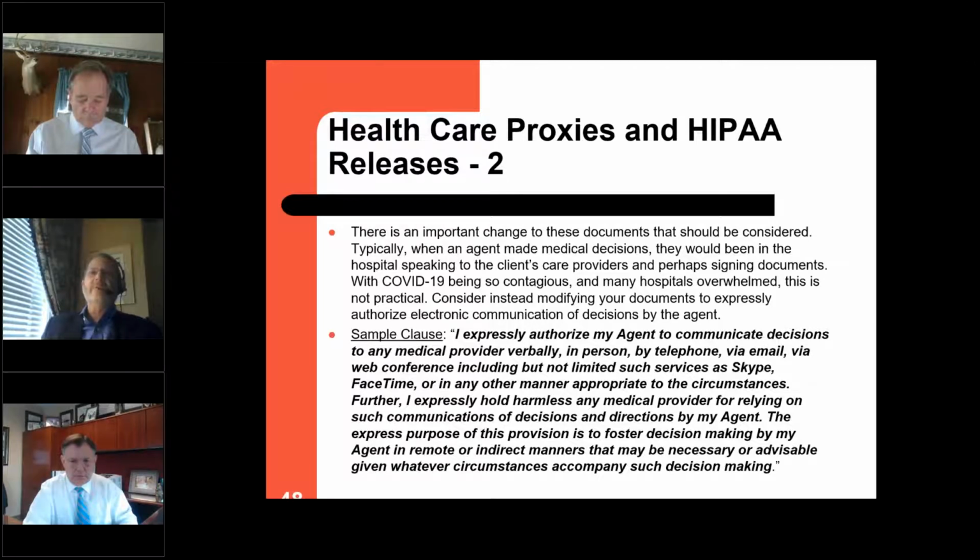In the old days, pre-COVID, if Bob was my agent, I was going to name Jonathan, but not after seeing what happened to that deer. If Bob is my agent, he would go to the hospital, talk to the physicians, make a decision, sign any paperwork, and whatever had to be done would be done. But Bob probably will not be let in the hospital. They're too busy. COVID is too contagious.